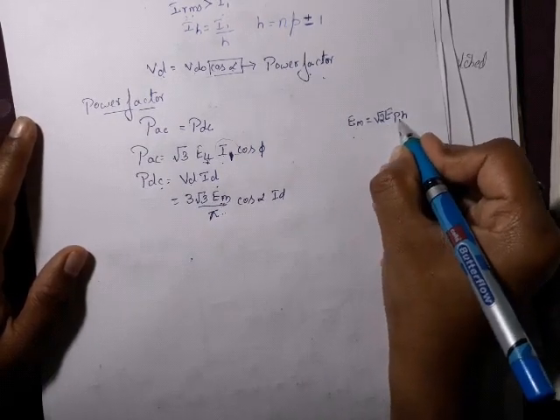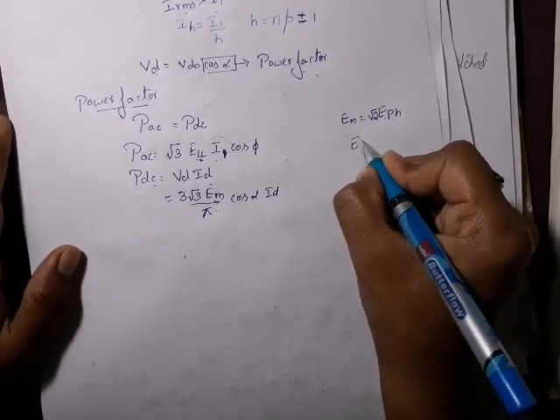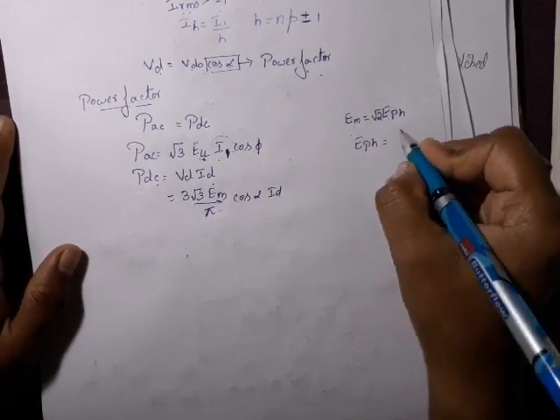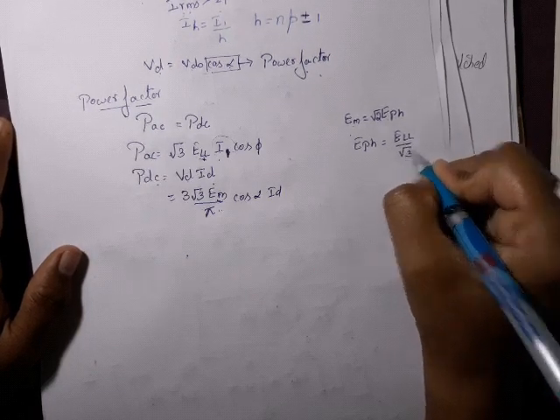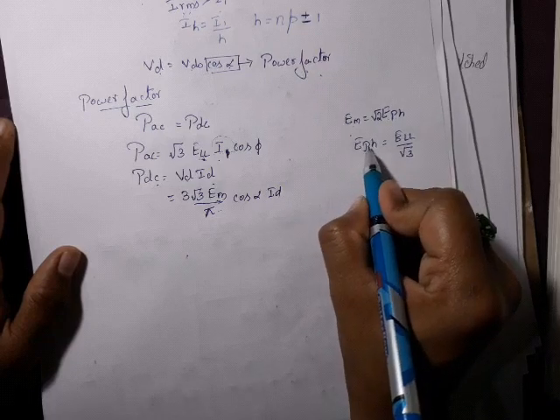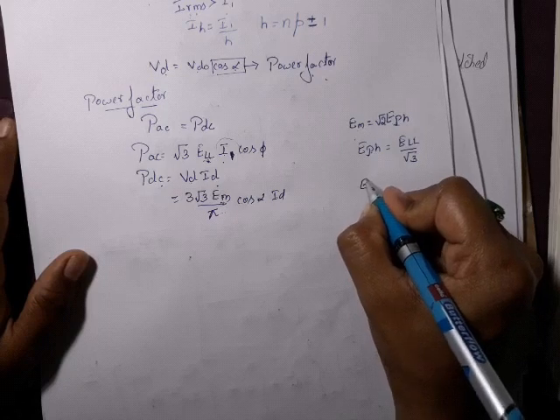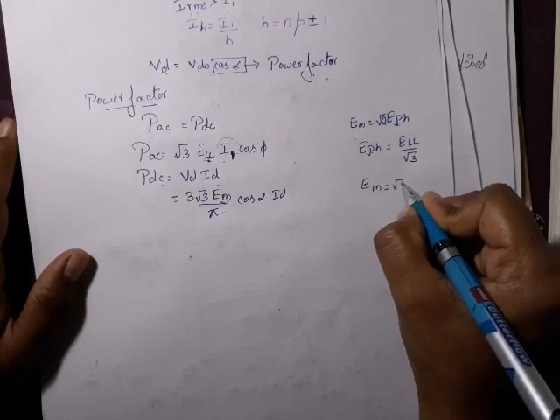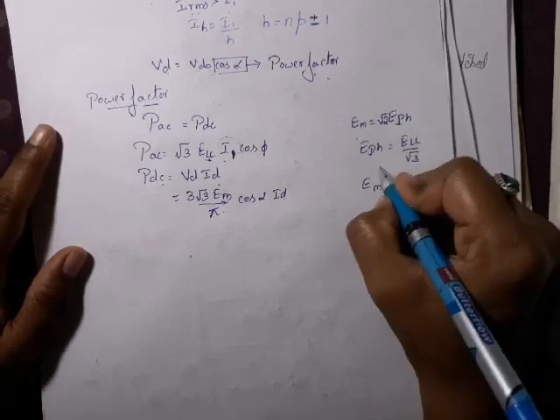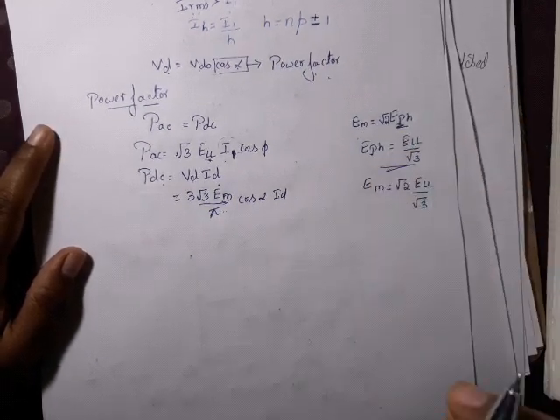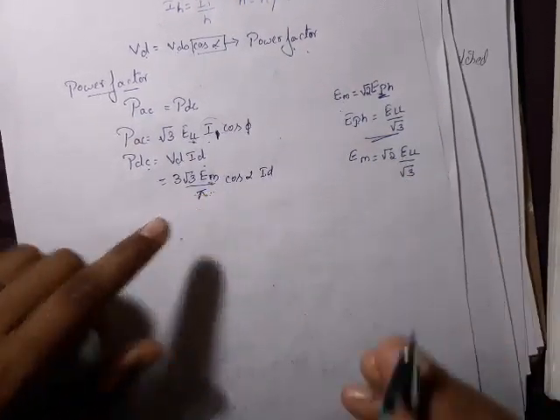And what is the relationship between phase voltage and line voltage in case of star connection? That also we know. E phase is equal to ELL by root 3. I will substitute this E phase in this equation with ELL by root 3. So EM is equal to root 2 ELL by root 3. So this has been substituted here.